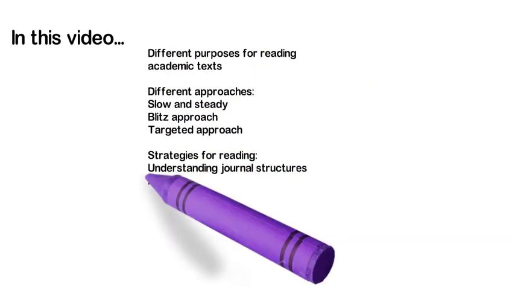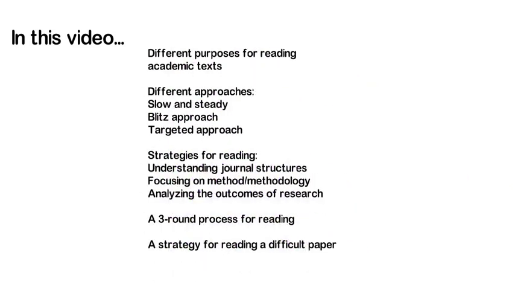In this video, we've looked at the different purposes for reading academic texts, different approaches: slow and steady, the Blitz or global approach, and a targeted approach. We've looked at strategies for reading: understanding journal structures, focusing on methodologies, focusing on the outcomes of the research. We've looked at a 3-round process for reading and a strategy for reading a difficult paper.